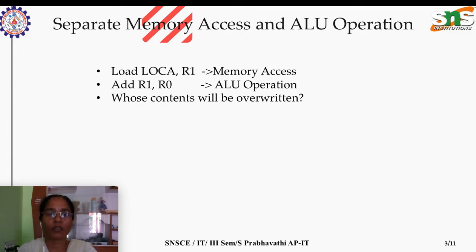Here comes one question. Whose content will be overridden? It means, will the register values be overridden, or will the value in this location be overridden? I think you could answer it very quickly. Yes, of course, you are right. Location A's value will be preserved, and only the register values R0 and R1 will be overridden.